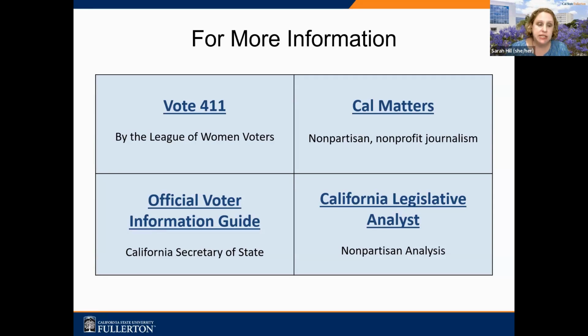The Secretary of State puts out the official voter information guide. That's the big, thick pamphlet you get in the mail. It's also available online, so you can always check that out. And then the California Legislative Analyst is a nonpartisan policy analyst who works for the legislature, and they always do an analysis of the propositions on the ballot. I find them very helpful as well. So those are some more resources you could look at if you want to dig into more information on any of these.